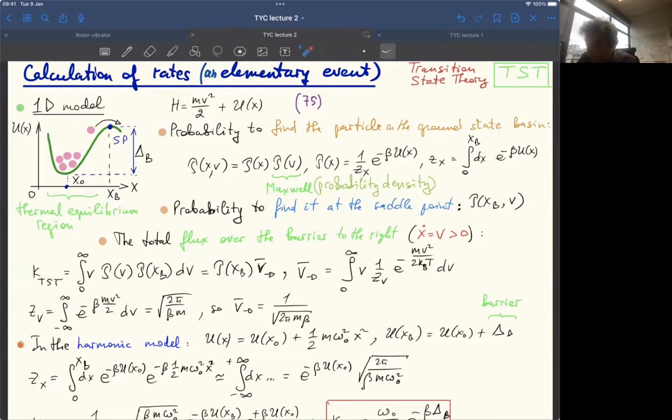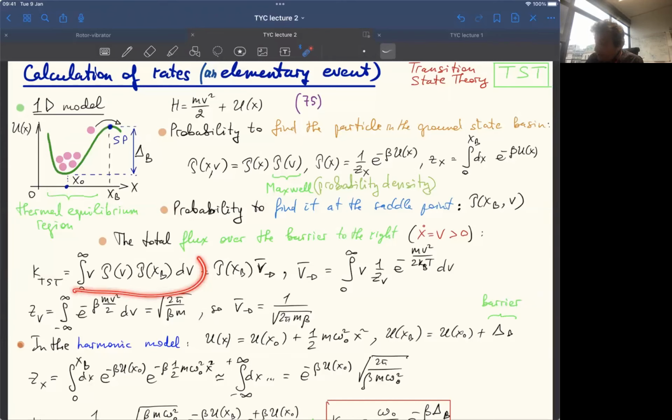You need to have your velocity being directed to the right, because if the velocity is directed to the left, the system would return back to the basin. So I would need to consider also the probability for my system to have a certain velocity v, and I would multiply by v to have the flux, and integrate only over all velocities which are directed to the right. So from 0 to infinity. I don't consider velocities from minus infinity to 0. Only velocities directed to the right.